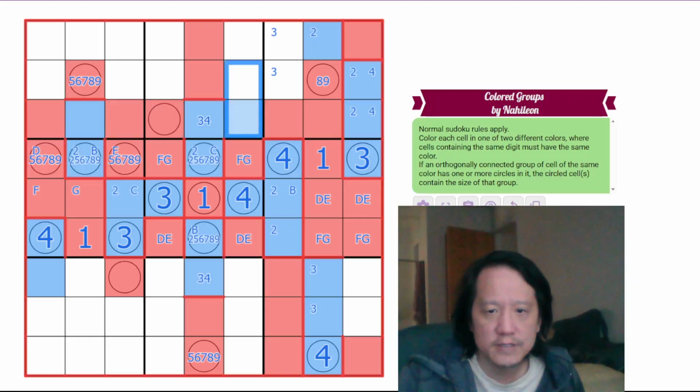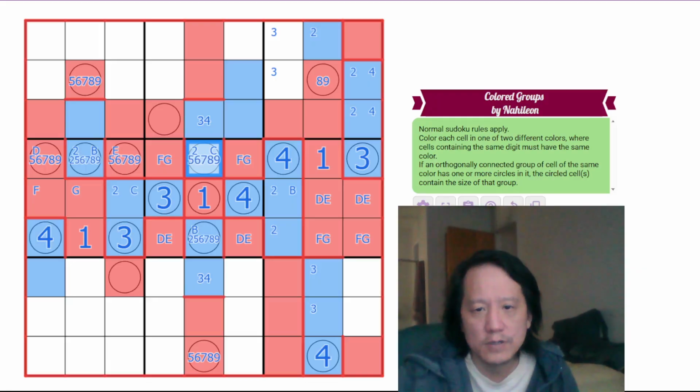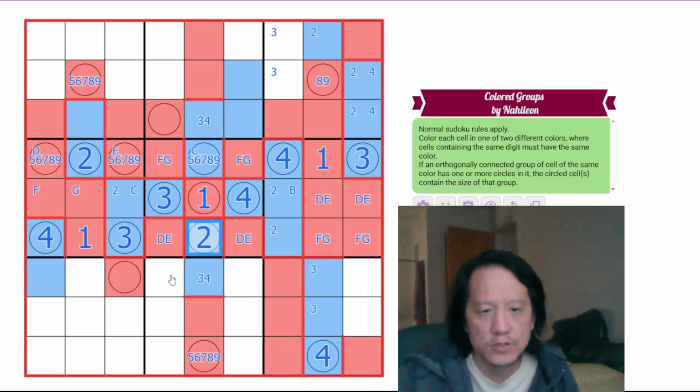And this must connect up because it cannot be 2 anymore. So this is blue, blue. This is red. So this has to be 2, and this has to be 2. So then this is red, red here. Border, border. So this is red, and this is red.